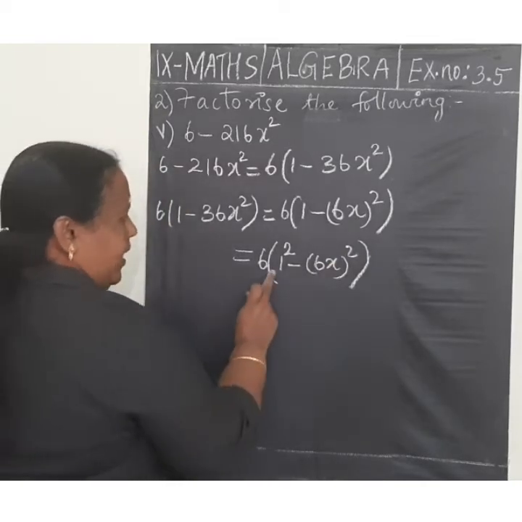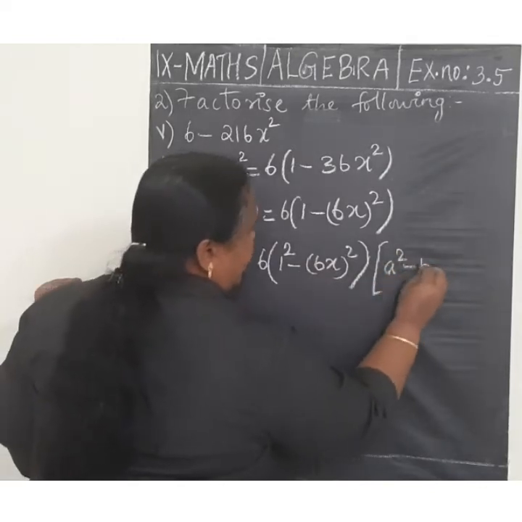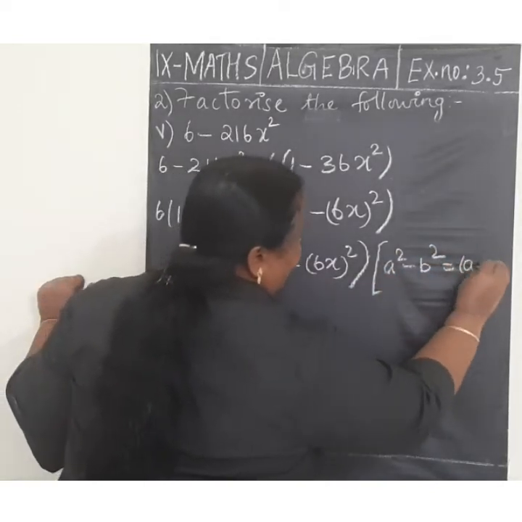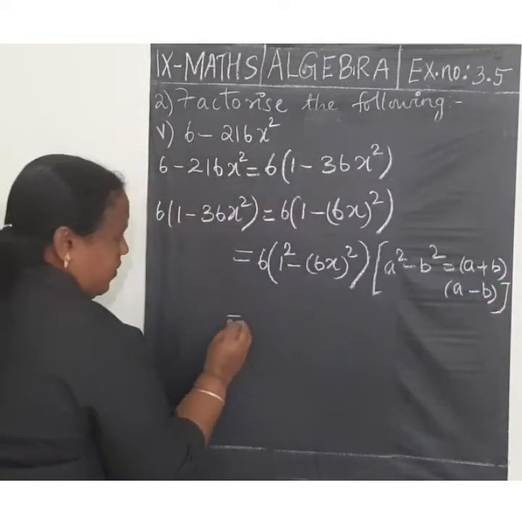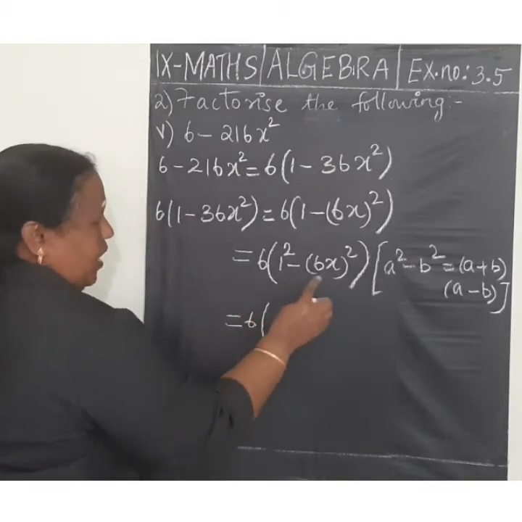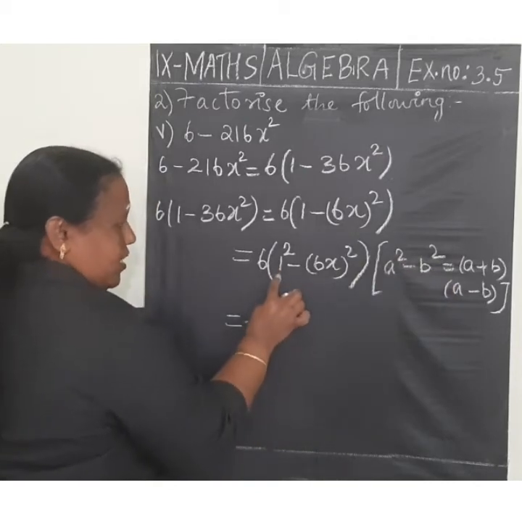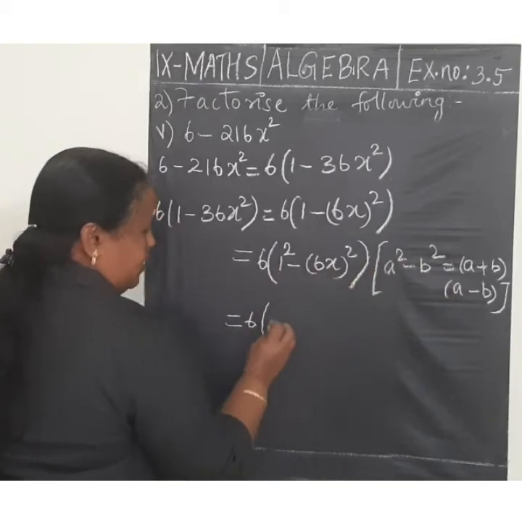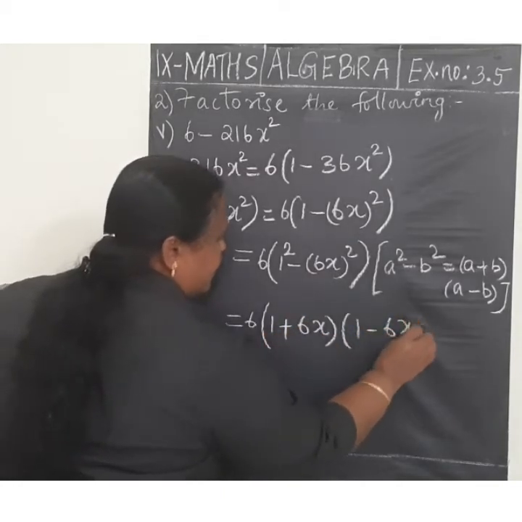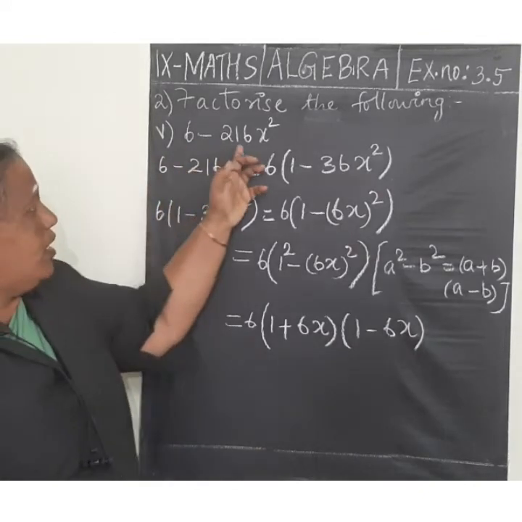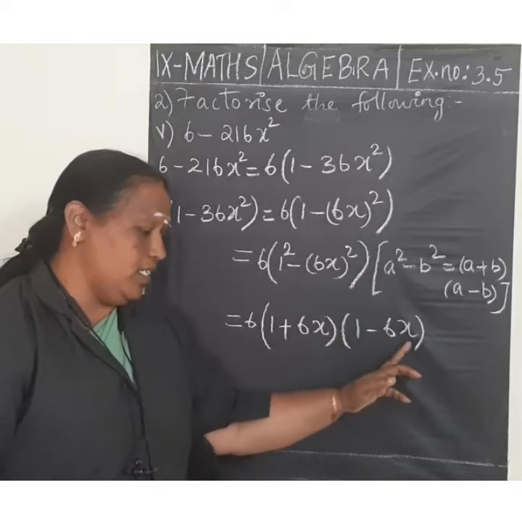Now it is in the identity a squared minus b squared. So a squared minus b squared is equal to a plus b into a minus b. So here we use 6 into a squared minus b squared equals a plus b into a minus b. A is 1, b is 6x. So 1 plus 6x into 1 minus 6x. So 6 minus 216 x squared is equal to 6 into 1 plus 6x into 1 minus 6x.